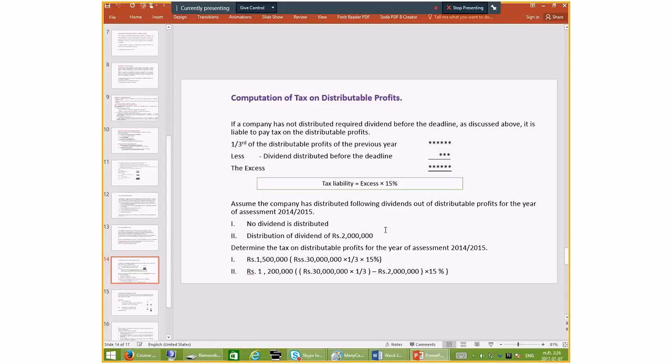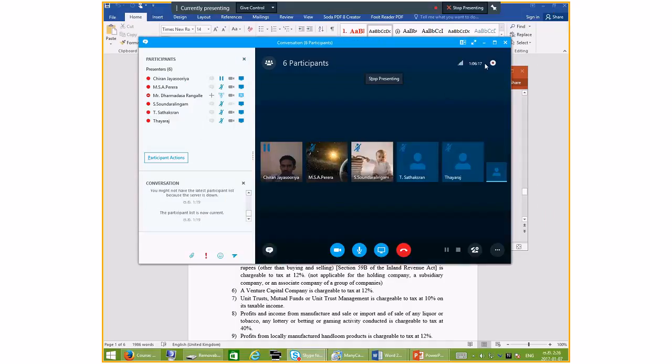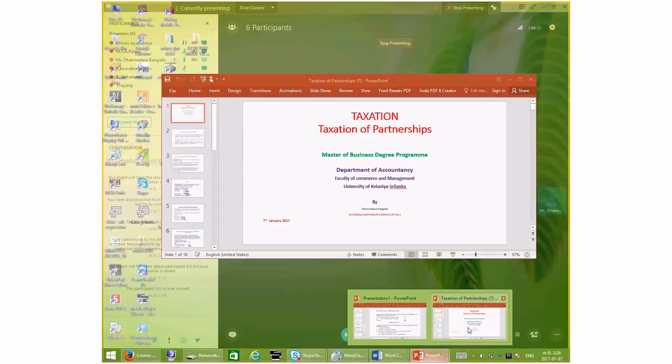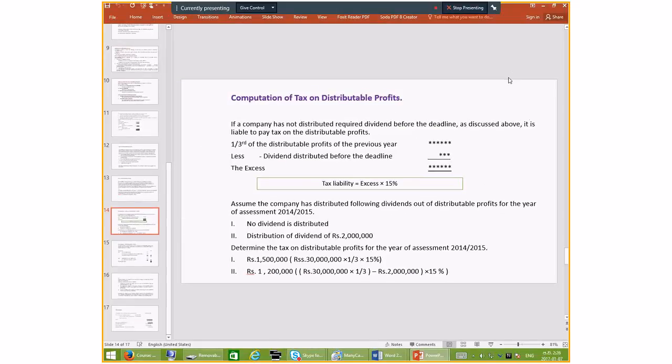Right, 28 million. Say within the year of assessment 2015/16, the company has distributed a dividend of 25 million to its shareholders. Then they have to pay 2.5 million as 10% dividend tax.